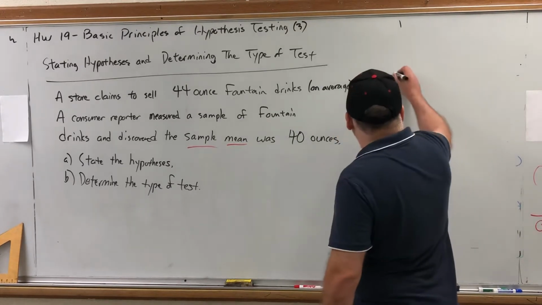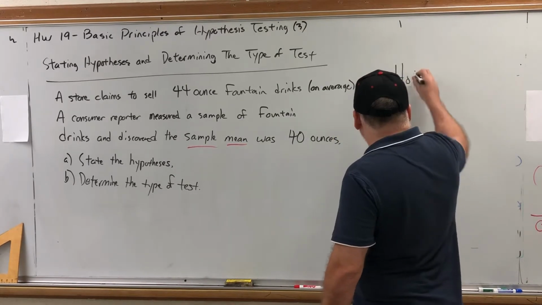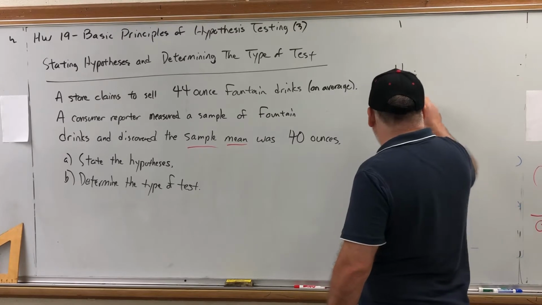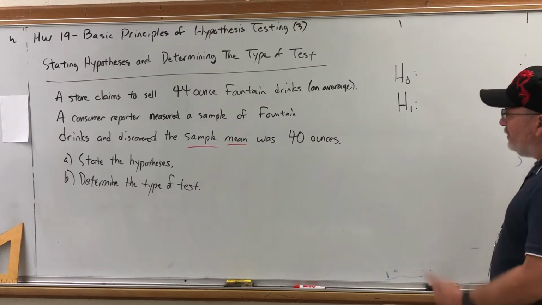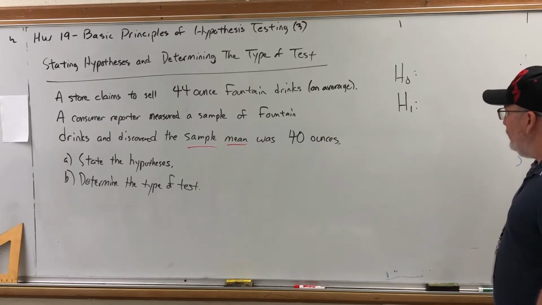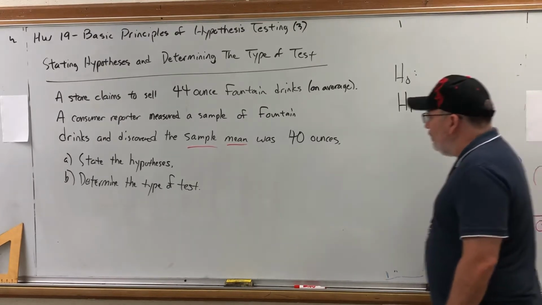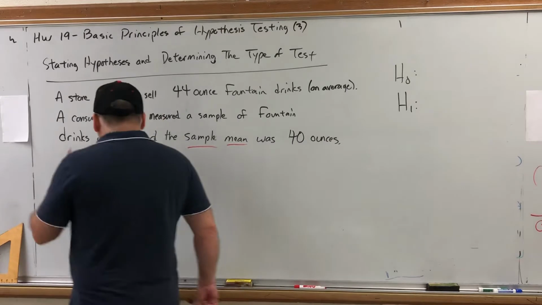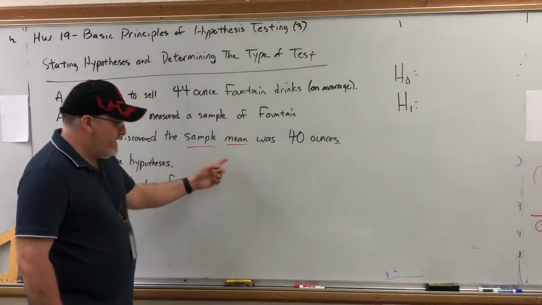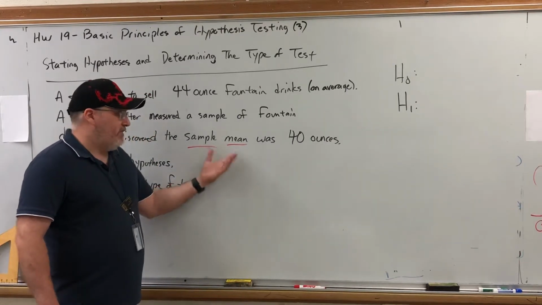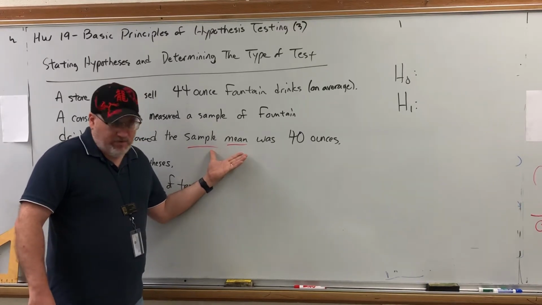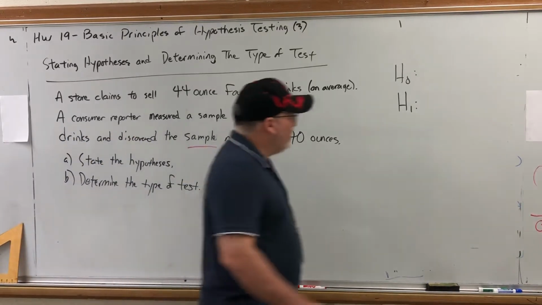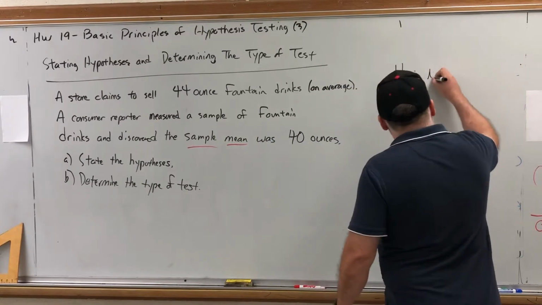So when you state your hypotheses, plural, you'll always state them as a pair, a null and an alternative. First, determine what parameter you're making a claim about. Well, the consumer has a sample mean as evidence to dispute a claim about a population mean. So our claims are about population mean.